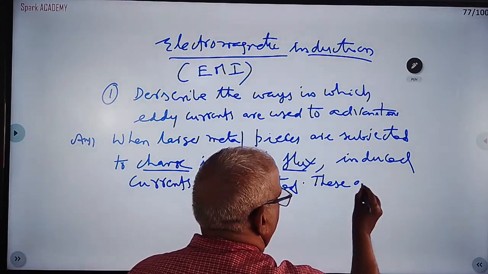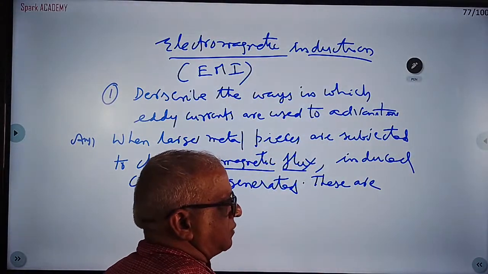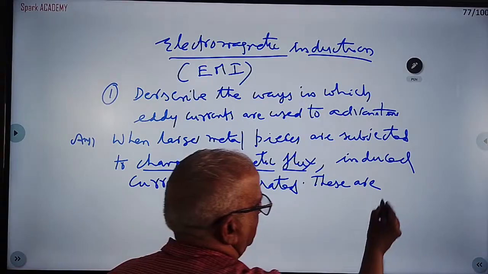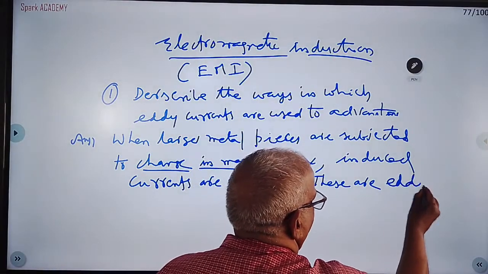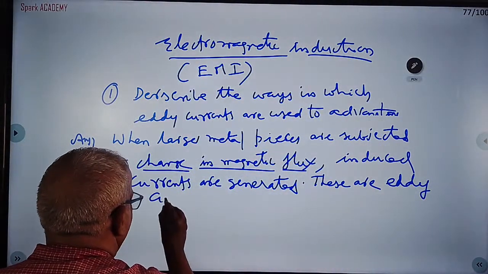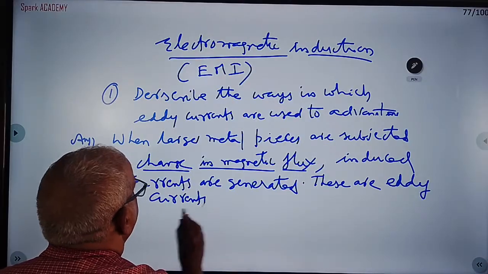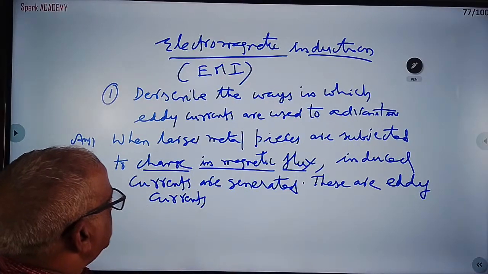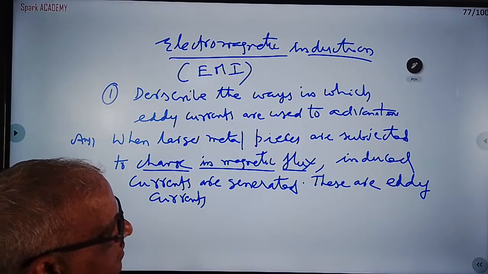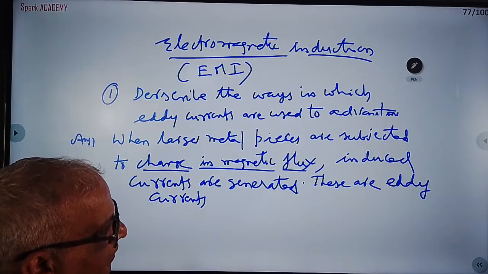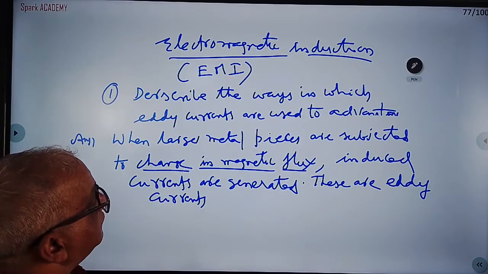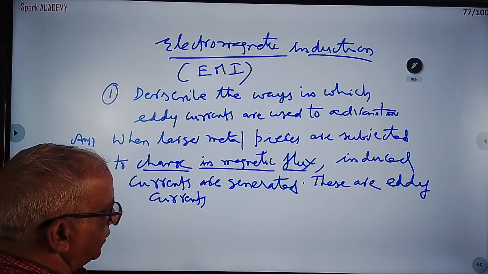These currents circulate in the metal, just like wobbles. When large metal pieces are subjected to a change in magnetic flux, induced currents are generated. These are eddy currents. That is the definition of eddy currents. What are the uses of eddy currents? I am explaining on the next page.